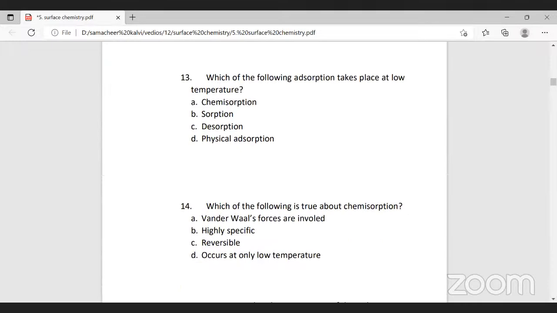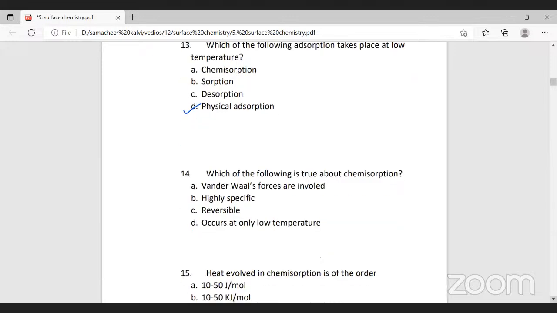The next question. Which of the following adsorption takes place at low temperature? Chemisorption, sorption, desorption, absorption. Physical adsorption takes place at low temperature. Therefore, answer will be option D.